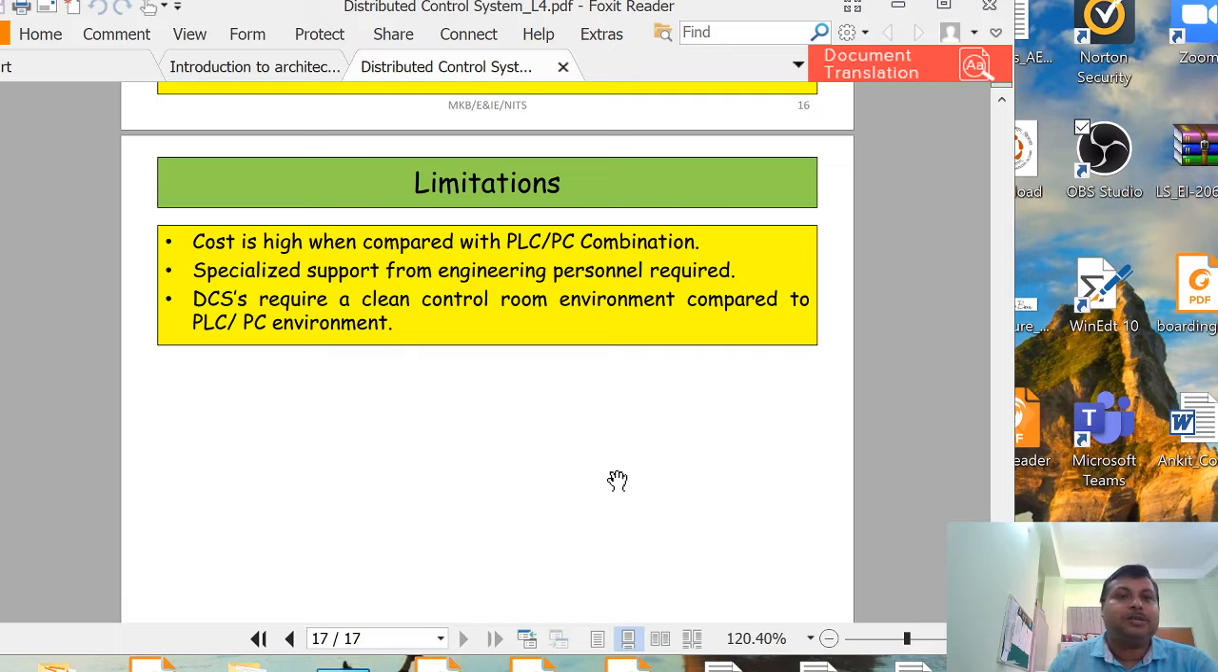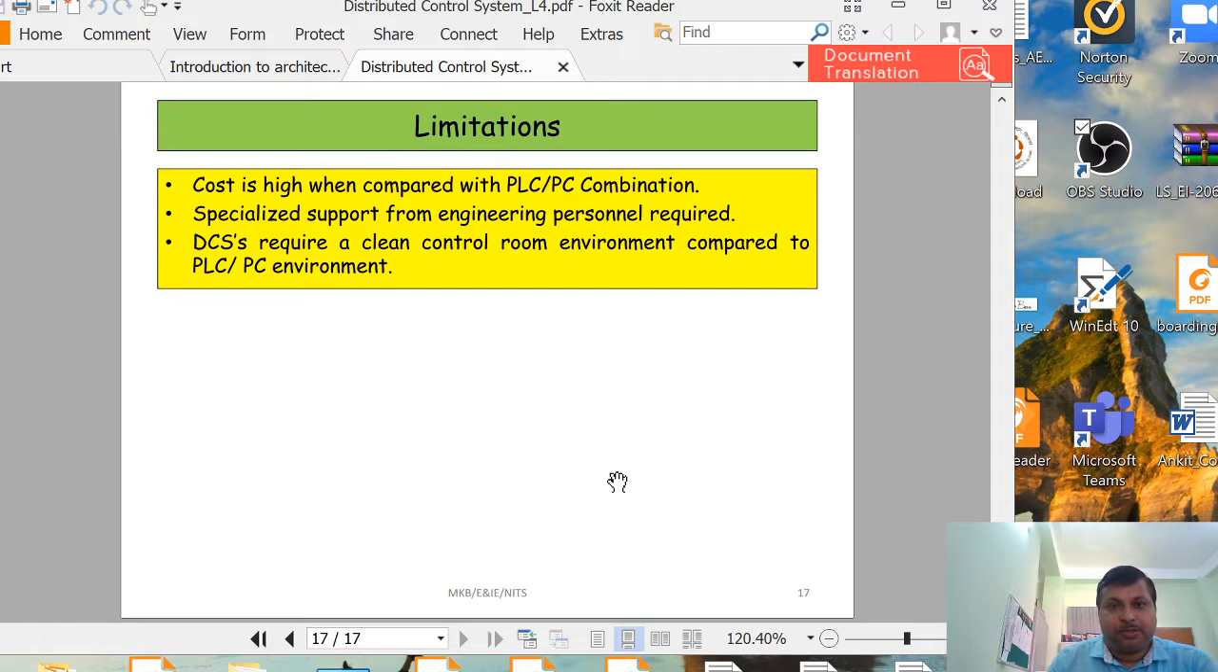Some limitations also exist. What are they? The cost is high when compared with a PLC and PC combination. Specialized support from engineering personnel is required. DCS requires a clean control room environment compared to PLC or PC environments.